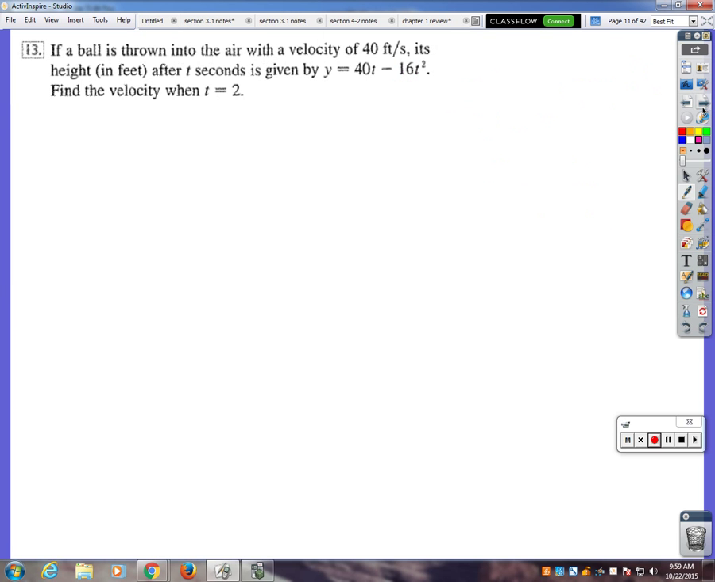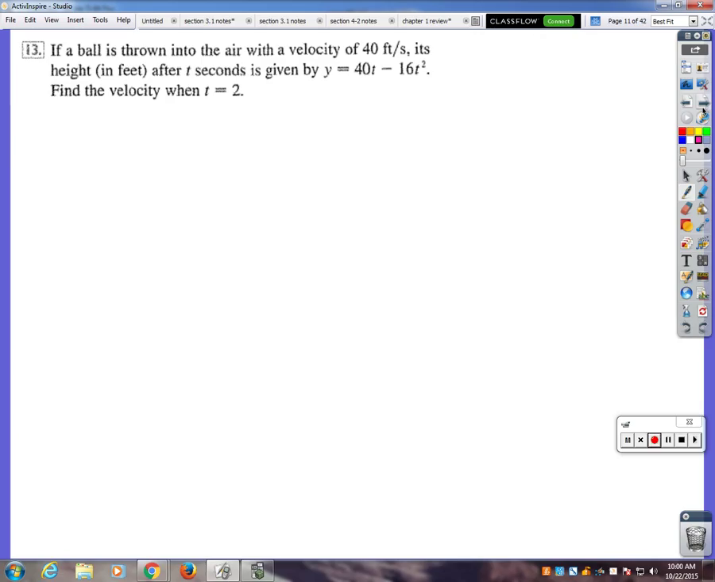Alright. Okay, number 13. If a ball is thrown into the air with a velocity of 40 feet per second, its height in feet after 2 seconds is given by y equals 40t minus 16t squared. Find the instantaneous velocity when t equals 2.